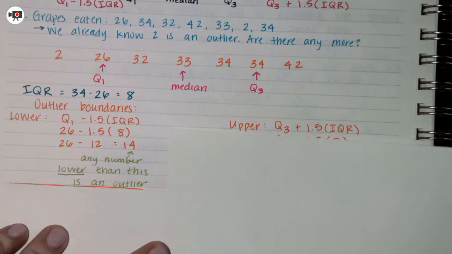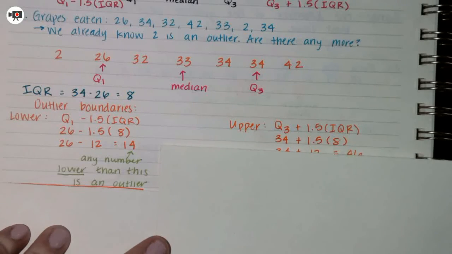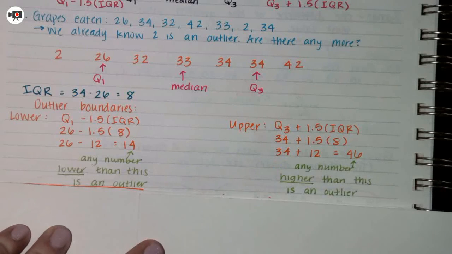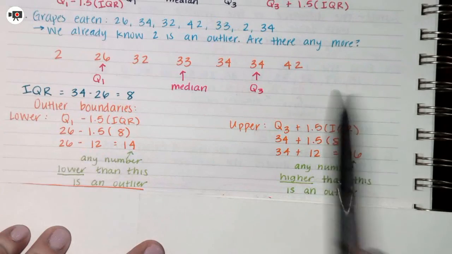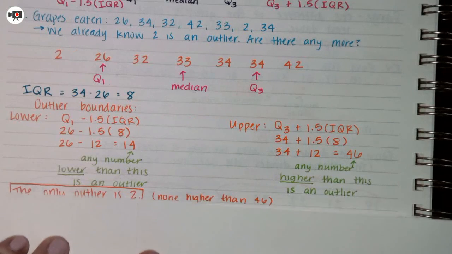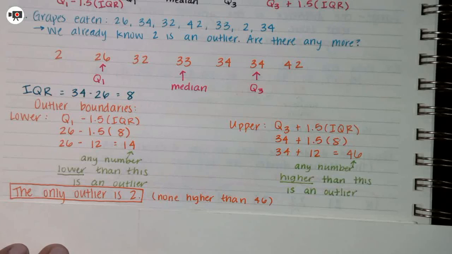2 fits that. For the upper boundary, we have 34 plus 1.5 times 8. Again, 1.5 times 8 is 12. So 34 plus 12 is 46. Do I have any numbers that are higher than 46? I do not. So 2 is the only outlier.